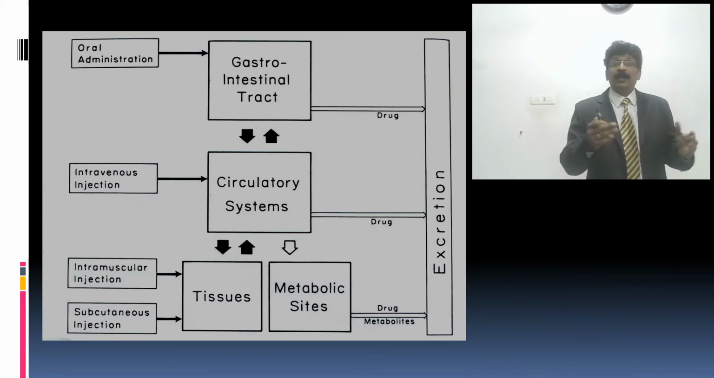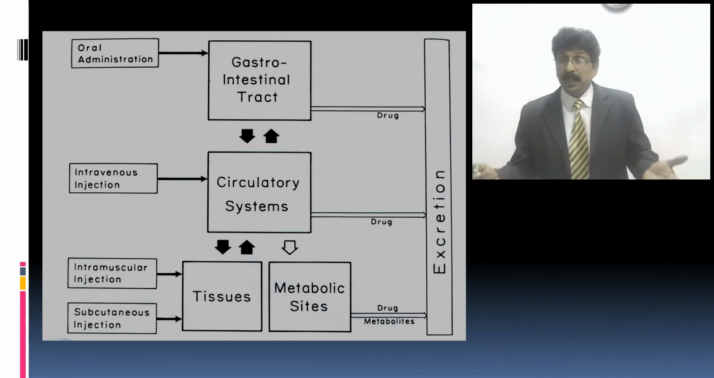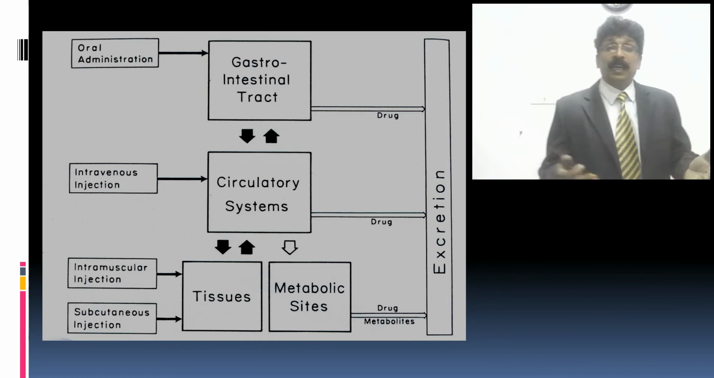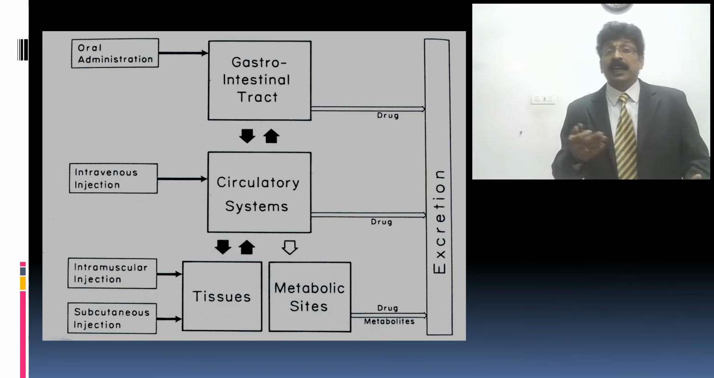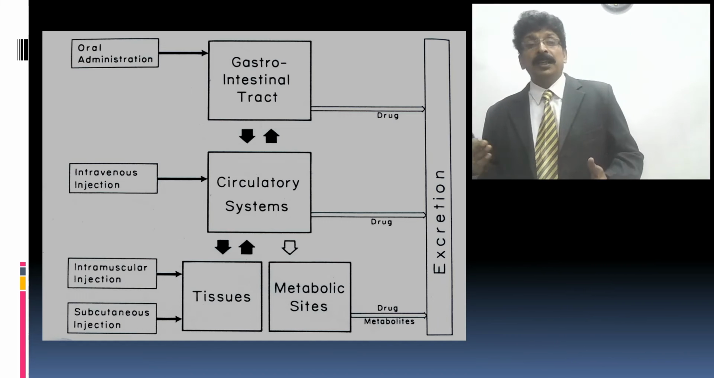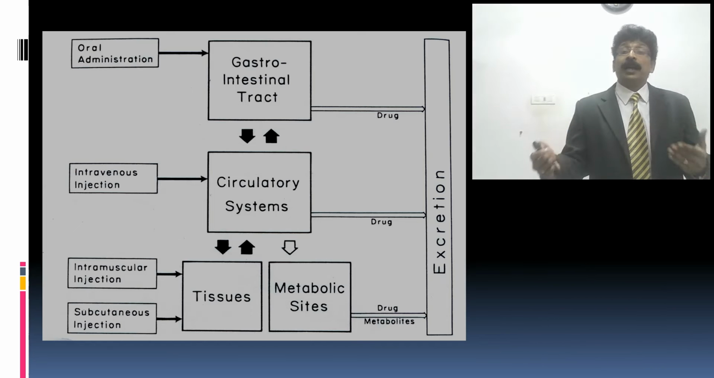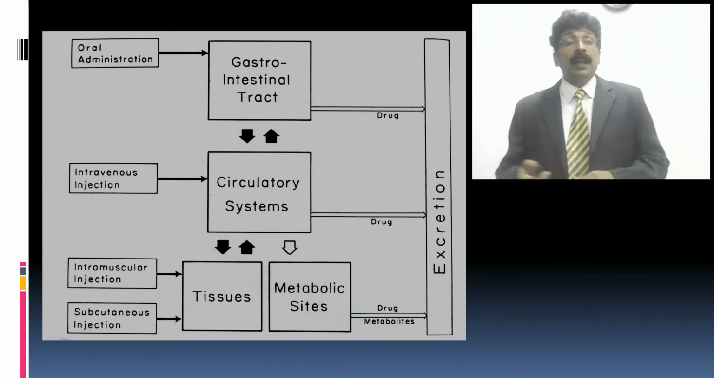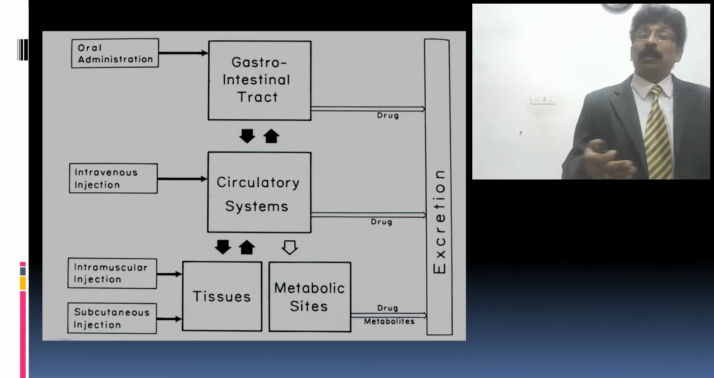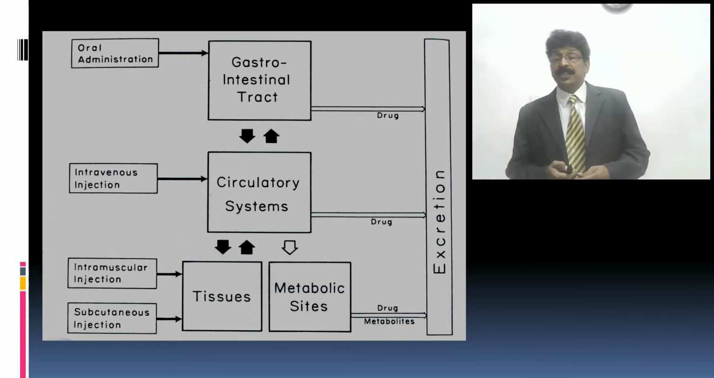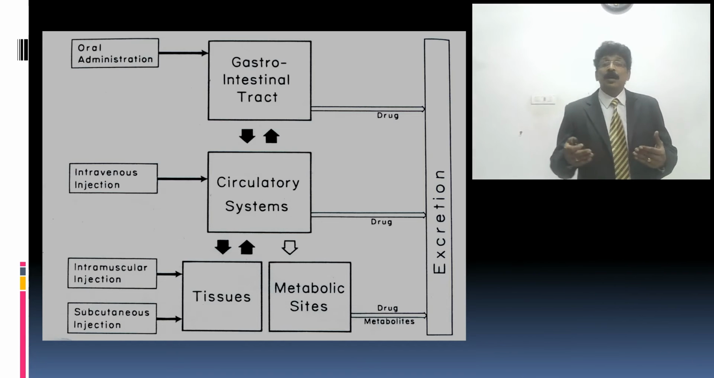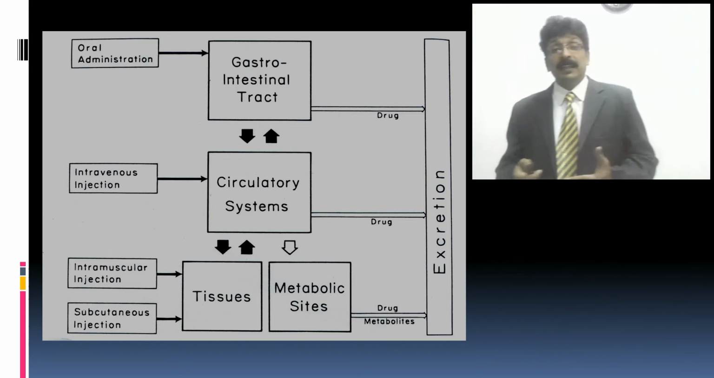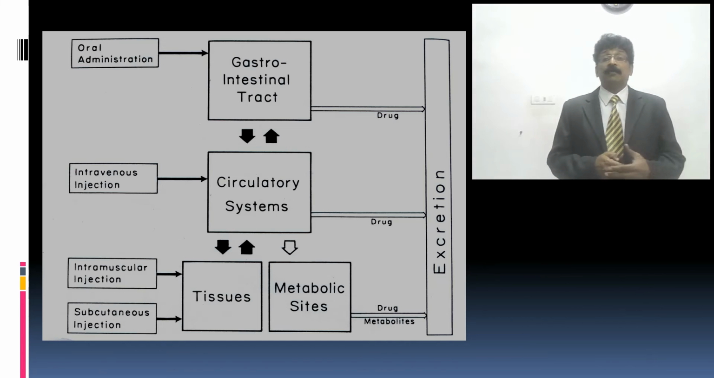It will be helpful for your oral administration. The drug has to enter into the gastrointestinal tract, and the drug will go for excretion after the action. Intravenous means you are injecting directly into the vein, so it goes directly into the circulation system for the drug action, and then excretion. If you come to intramuscular or subcutaneous injections, they will also enter into the tissue and the metabolic sites, and then they will go for drug metabolites and then come for excretion.